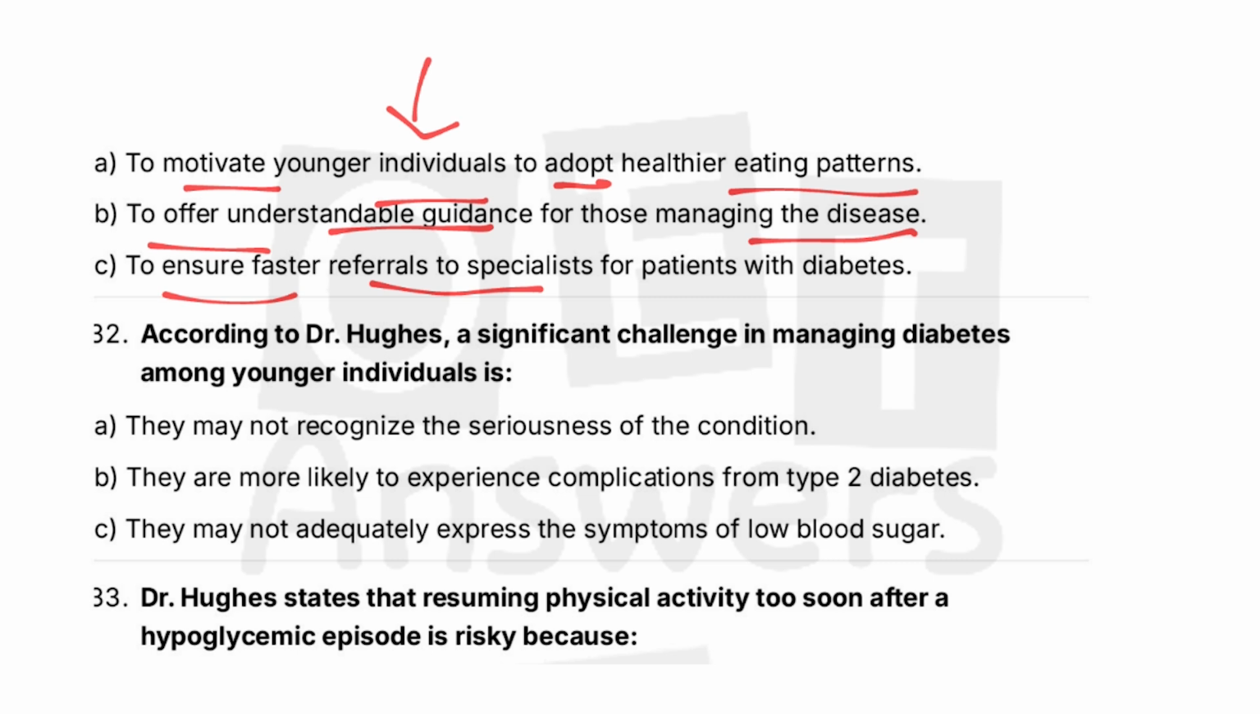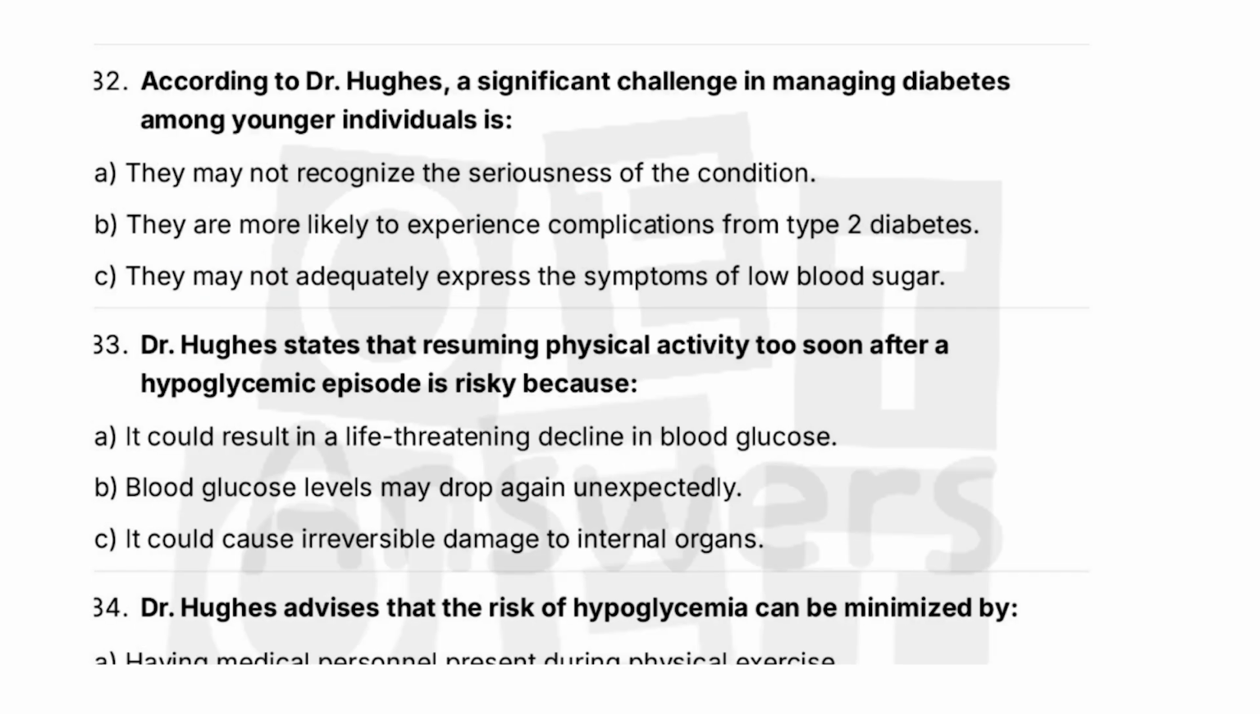How can you predict? Who is speaking, what type of conversation it is, and whether the one of the objectives matches the answer option or not. So when the audio is playing, you can confirm clearly. Got it? Then we can apply the same thing to question number 32. According to Dr. Hughes, what does that mean?